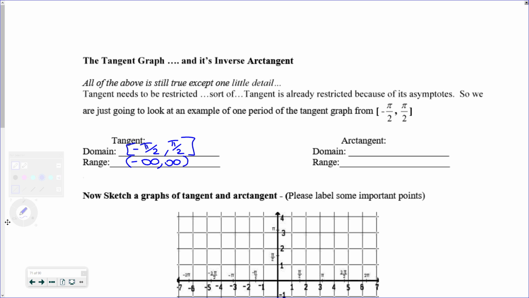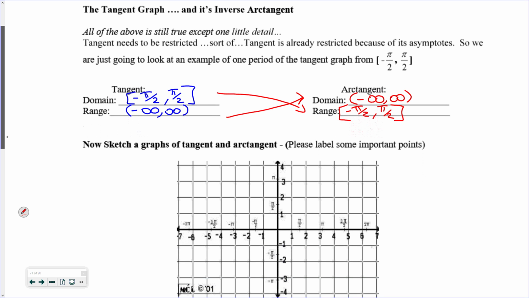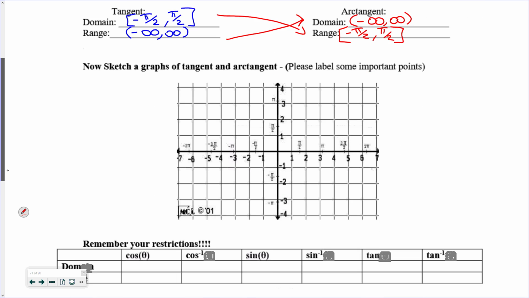So for my inverse, what's going to happen is those two are actually just going to switch. So I'm going to have -pi/2 to pi/2 as my range, and my domain can be all real numbers, or -infinity until +infinity. So those just switch for the functions. We knew the domain and range for tangent, and we went ahead and changed it to get the one for arc tangent.